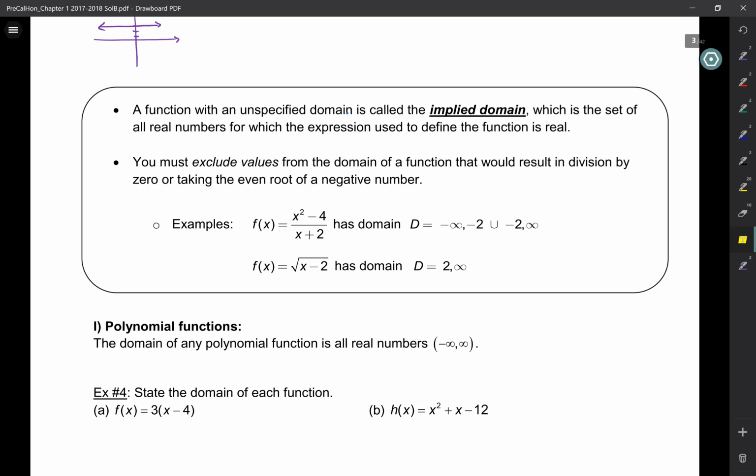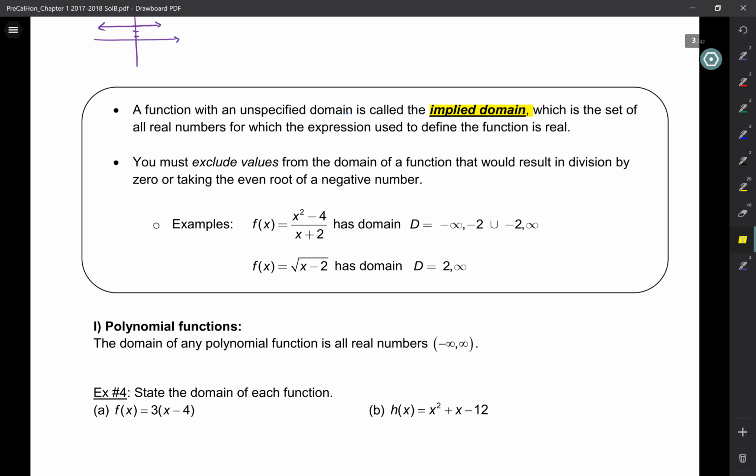A function with an unspecified domain has what is called the implied domain. For example, if I just give you f of x equals x squared, and I don't say over the domain of such and such, then that implies a certain domain. How do you figure out what that domain is? Basically, the domain is all the values of x, the independent variable, that when you put them inside the function, give you back real values.